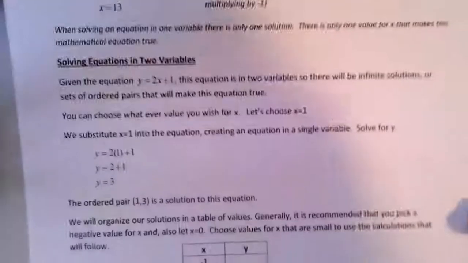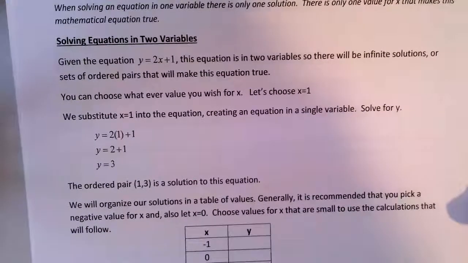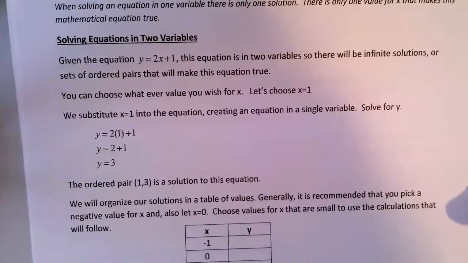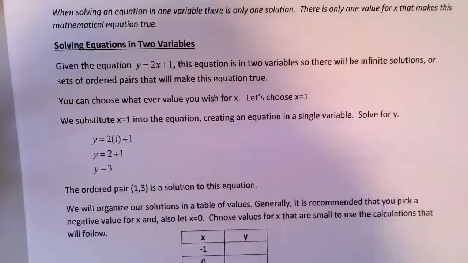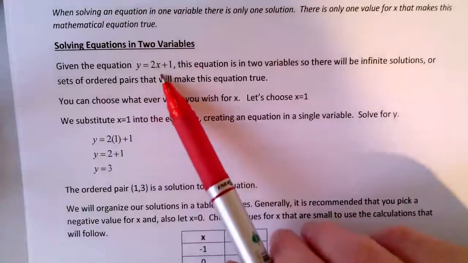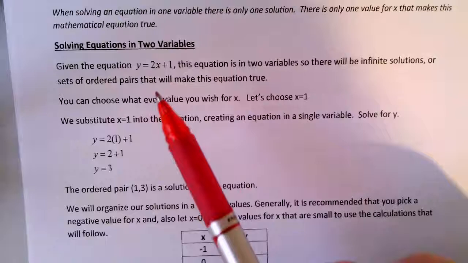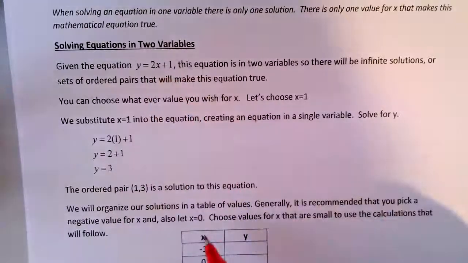So that means we are going to be looking at two letters in our equation. So in this particular case, our equation is y equals 2x plus 1. We have the variable x as well as the variable y. When this happens, two variables, there will be an infinite number of solutions. In this case, solutions are often called ordered pairs. So we're going to be looking for pairs of numbers, x and y, that pair together to make this equation true.